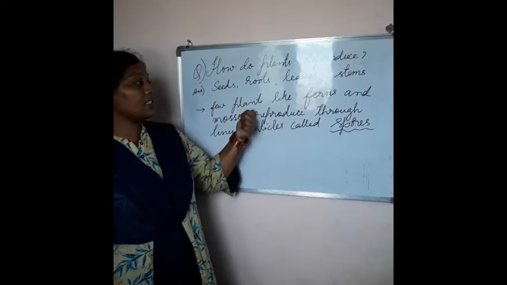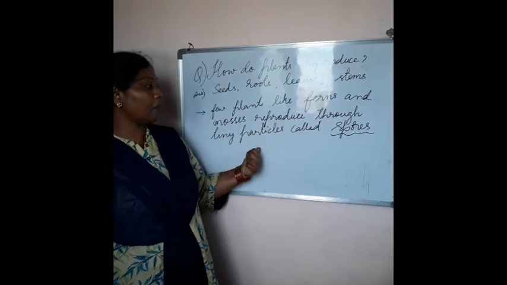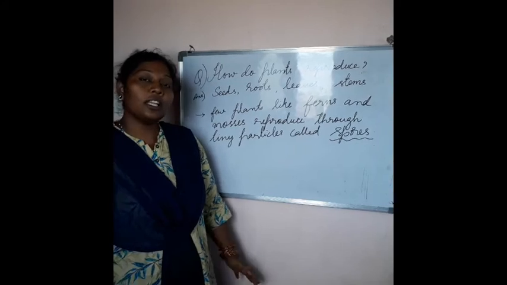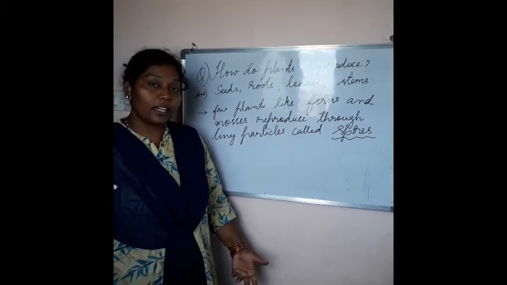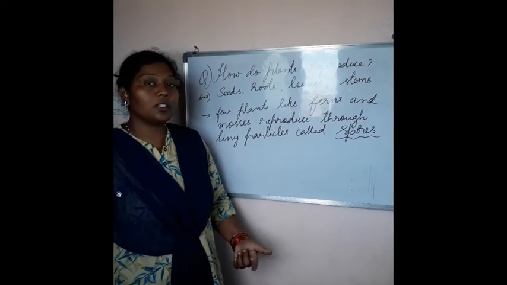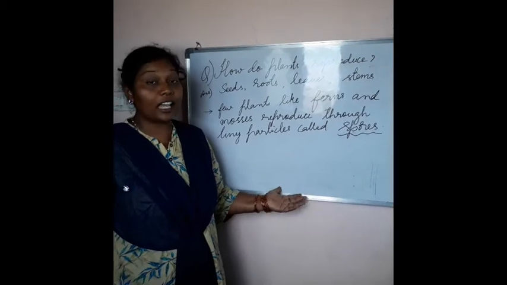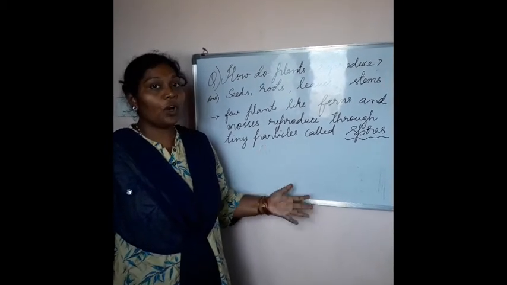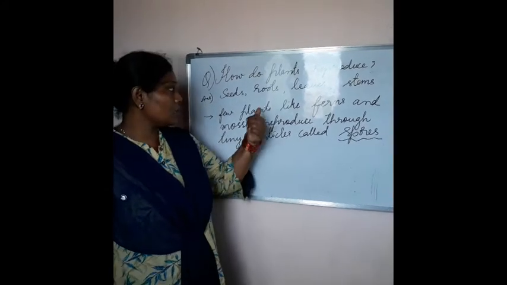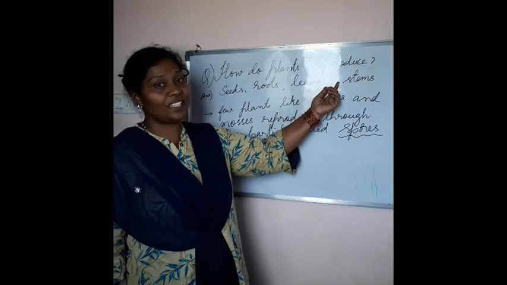Few plants like ferns and mosses reproduce through tiny particles called spores. Not only the bigger plants. As I already said, there are different kinds of plants: shrubs, herbs, climbers and trees. Yes? These are the four different categories of plants. Some will reproduce through seeds. Some may use reproduction by roots, some by leaves and some by stems.